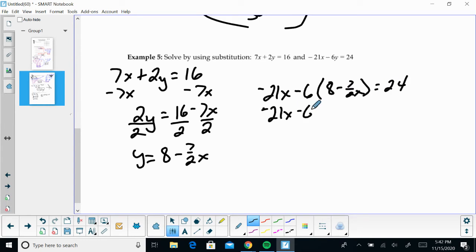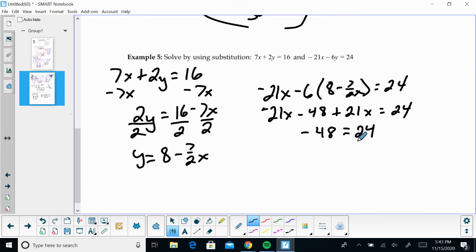And solve for x. 6 times 8 would be negative 48. The negative 6 times negative 7 halves. Negative 6 divided by negative 2 would be positive 3. And then 3 times 7 would be positive 21x. Negative 21x plus 21x, those cancel, and I'm left with negative 48 equals 24.